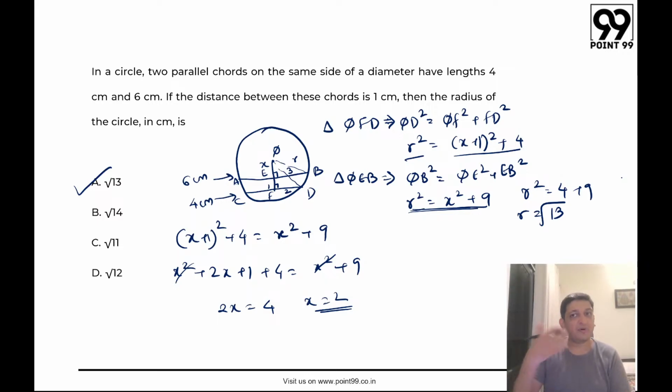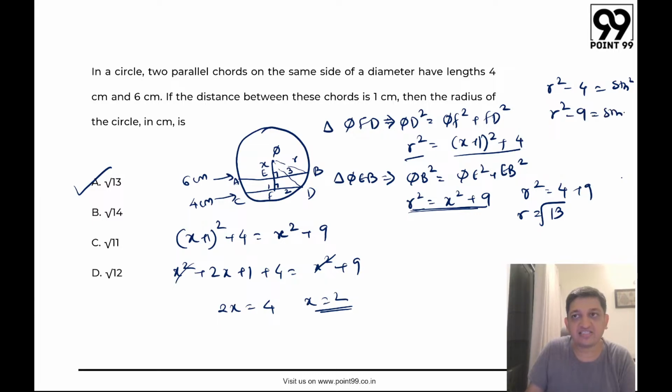You can also think about it. ठीक है, एक छोटे से context में you can think about it. Think about it like this. R square minus 4 is something square, and R square minus 9 is something square. Try to plug in the options. 13 minus 4 is 9, 13 minus 9 is 4. Mostly this is going to be my answer.